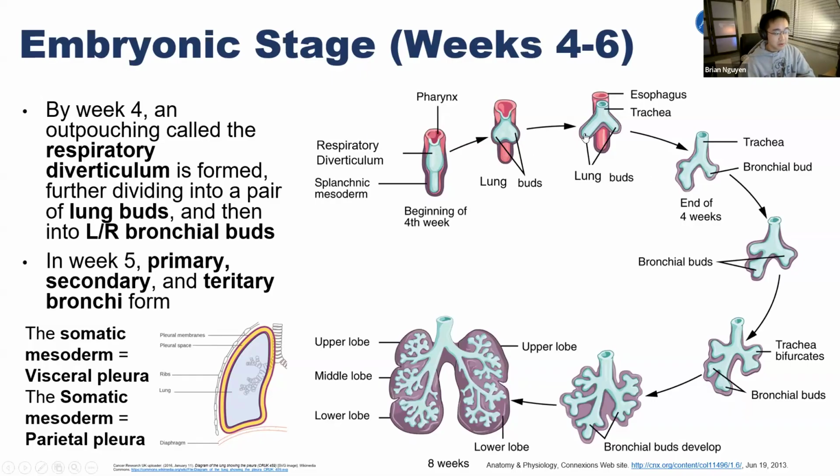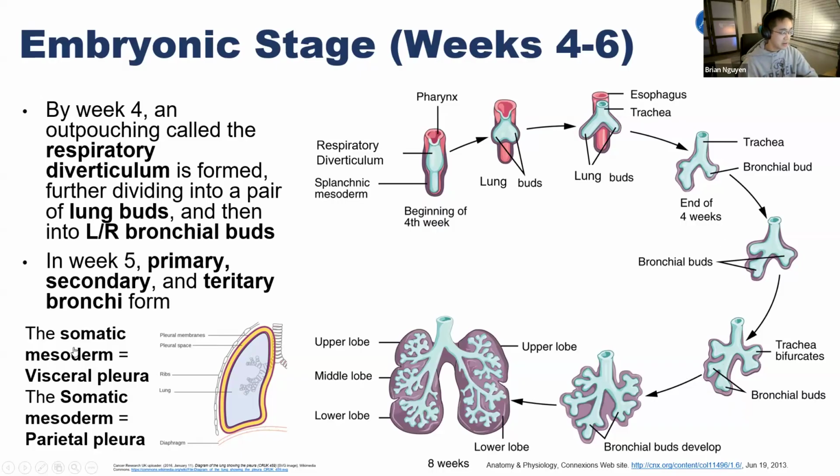Okay, now these lung buds are also called tracheal buds. They're making part of the trachea. They're going to start to make our left and right main stem bronchi, followed by our secondary lobar bronchi, followed by our tertiary or segmental bronchi. Okay, and that's all going to happen throughout weeks 4 to 6.